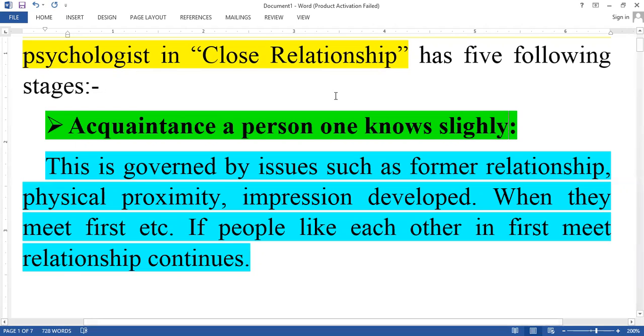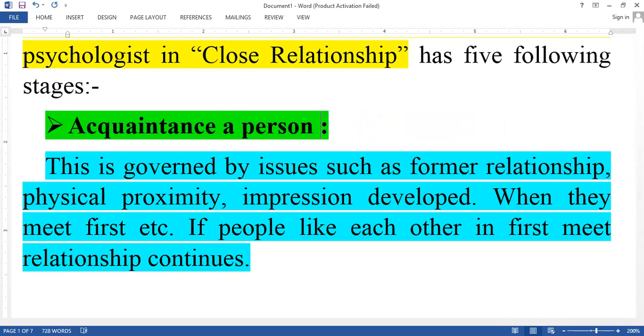A person who knows a person slightly, but is not a friend, though he knows that person. This is governed by issues such as former relationship, physical proximity, impression developed when they meet first, etc. If people like each other in the first meeting, the relationship continues. Acquaintance is the basic and first step to develop the interpersonal relationship.